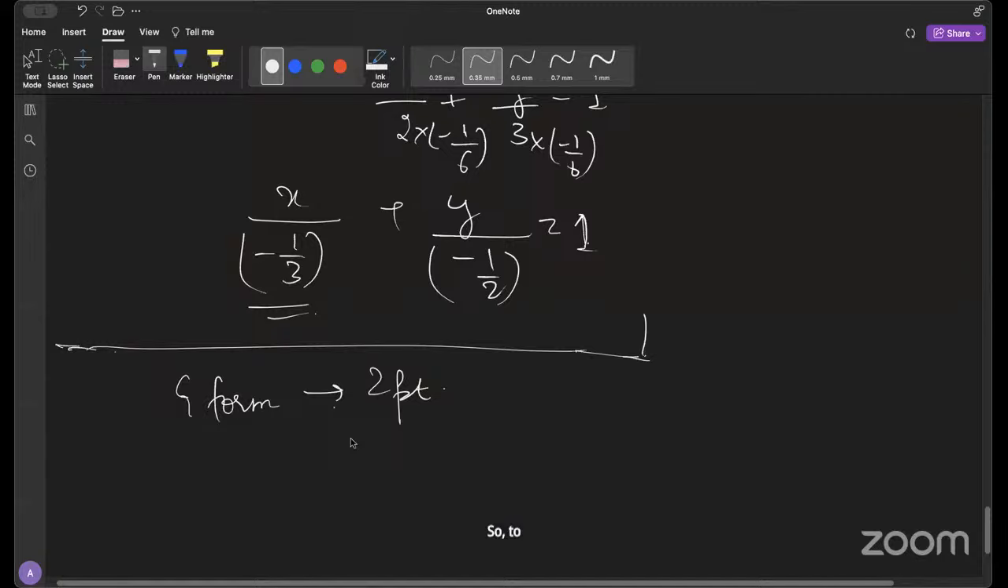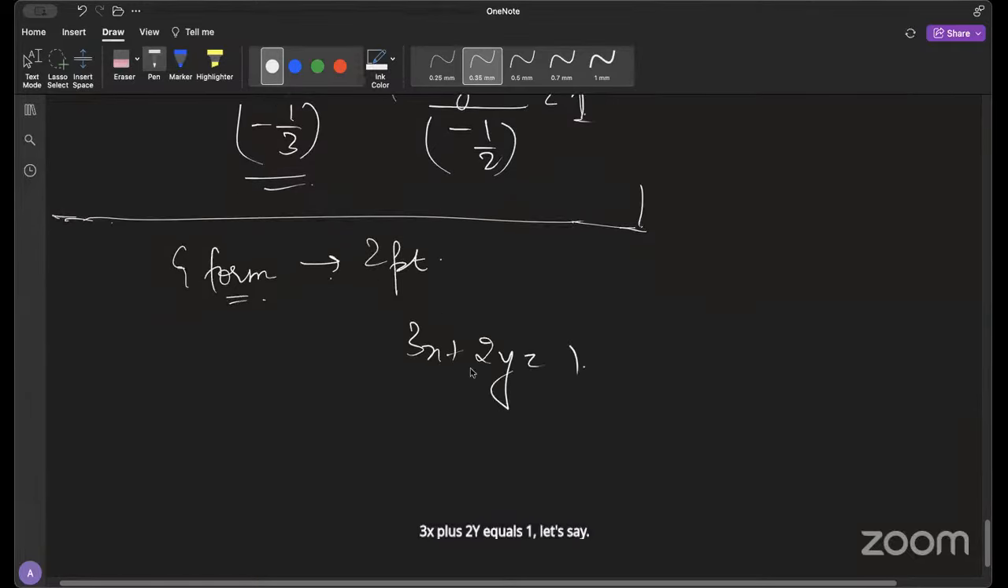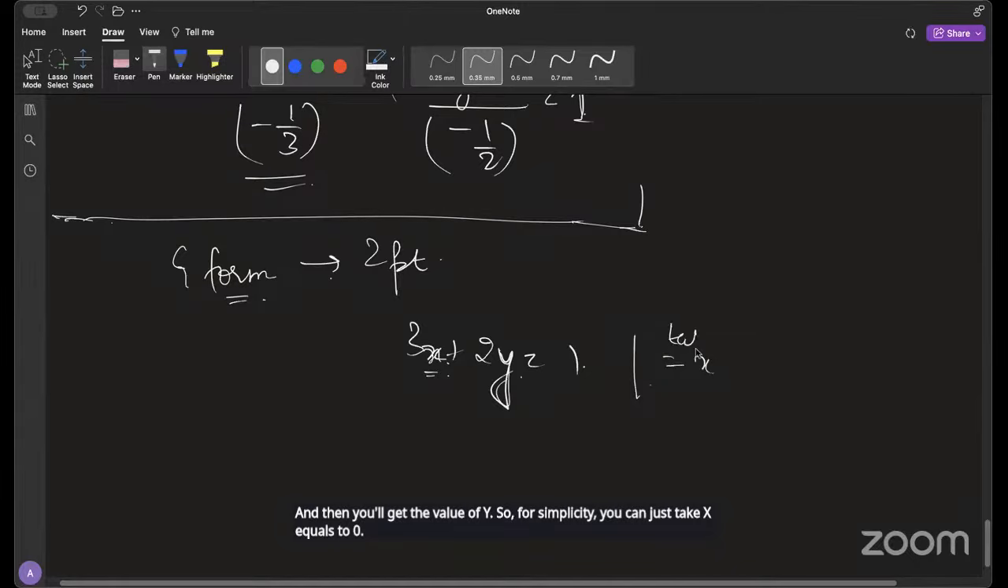So to convert it to 2-point form, you'll need 2 points here. Let's take an equation, 3x plus 2y equals 1. You can find 2 points here: put x equal to anything, and then you'll get the value of y. For simplicity, you can just take x equals 0.